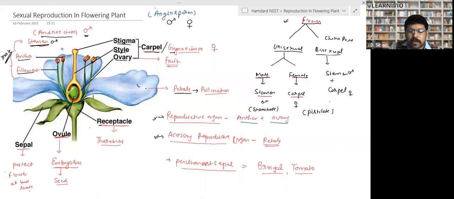And outside of that hard part, there is the mesocarp which we eat, right? That fleshy part. And outside that, there is a green covering. So there are three layers outside of the seed. All the plants where the seeds are covered or protected are called angiosperms, right? But for the sake of knowledge, you can take it this way: all the plants which give us flower and fruit are called angiosperms. Simple. Next point.